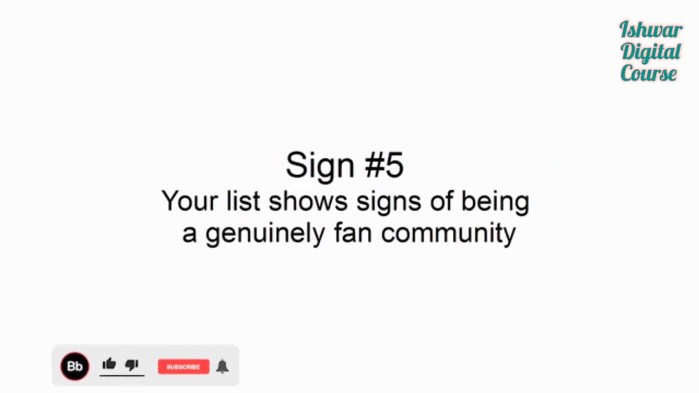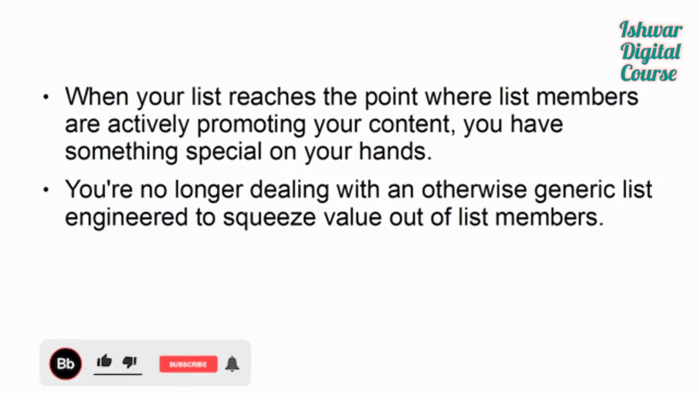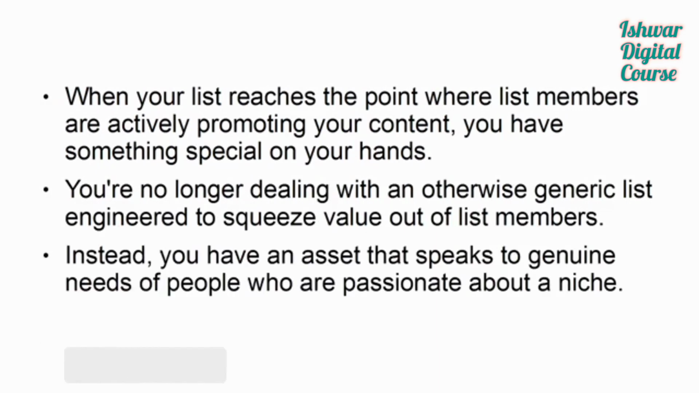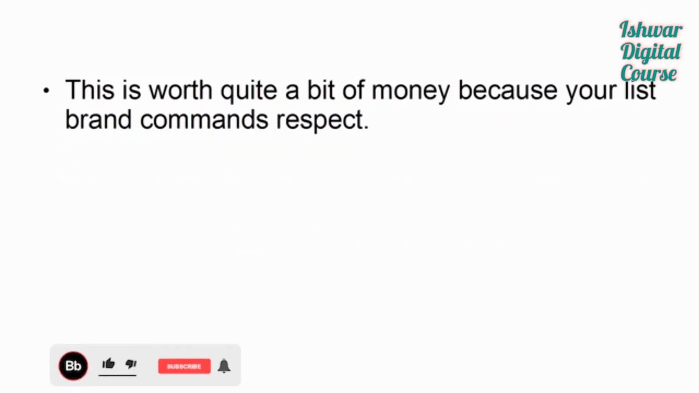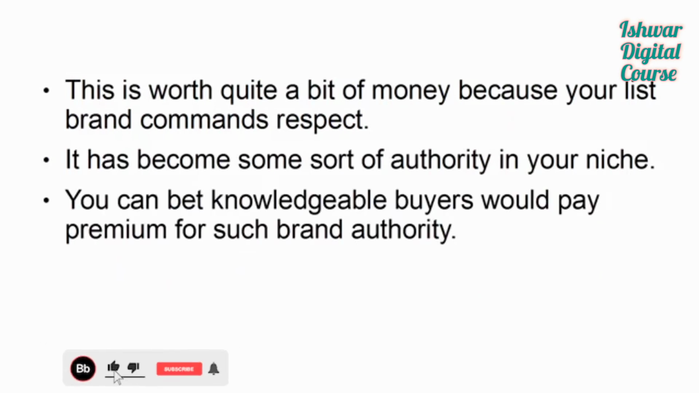Sign number 5. Your list shows signs of being a genuine fan community. When your list reaches the point where list members are actively promoting your content, you have something special on your hands. You're no longer dealing with otherwise generic lists engineered to squeeze the value out of list members. Instead, you have an asset that speaks to the genuine needs of people who are passionate about a niche. This is worth quite a bit of money because your list brand commands respect. It has become some sort of authority in your niche. You can bet knowledgeable buyers would pay a premium for such a brand authority.